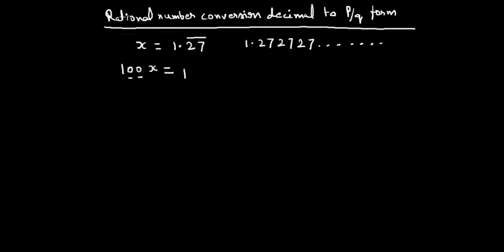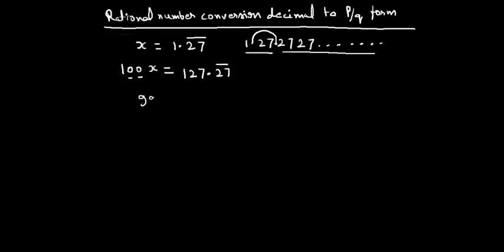and this would be equal to, if I multiply this by 100, it will become 127.27 bar. It is easy to see. Suppose this number, if you multiply by 100, this decimal will shift 2 digit and come here, and the number will become 127, and that can be written as 127.27, and bar will be on top of this. Okay, now we subtract x from 100x on this side of equation.